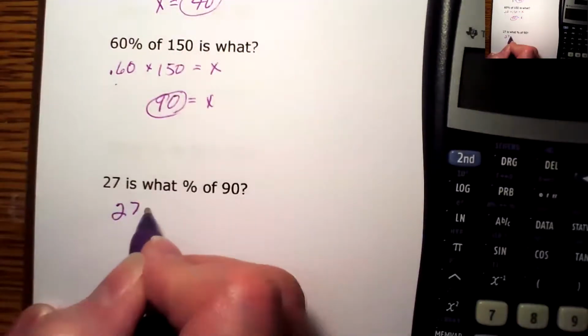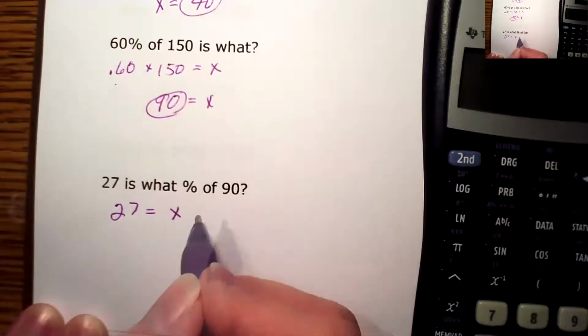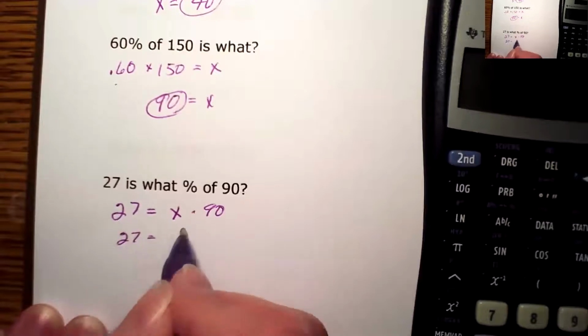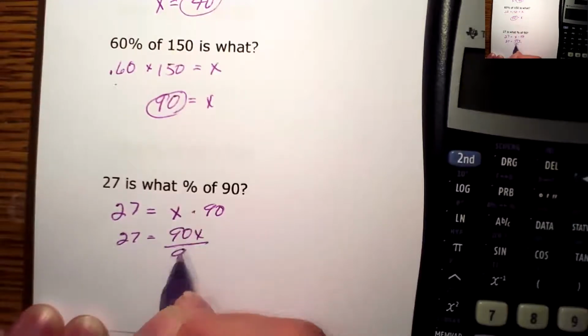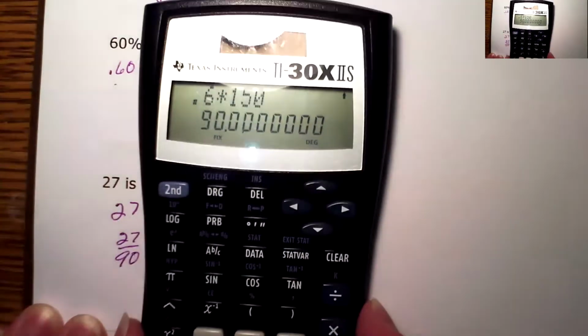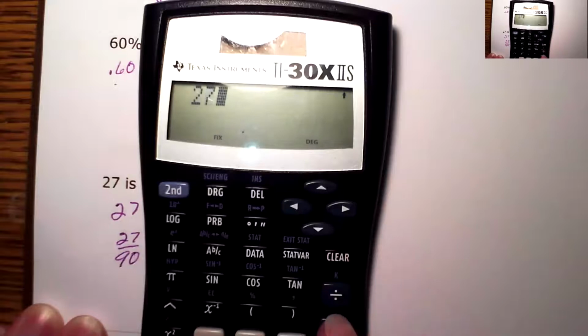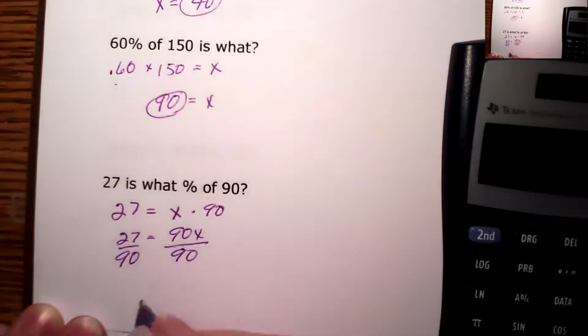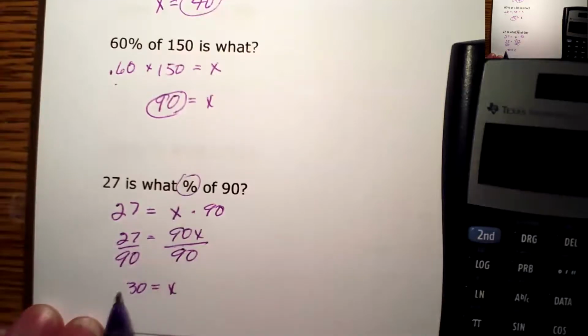27 is what percent of 90? So 27 equals 90x. Divide by 90 to solve for x. So I'm going to take 27 divided by 90, which gives me 0.30. Again, we're looking for a percent, so I need to turn it from decimal to percent form. So I multiply it by 100%, moving the decimal point 2 places to the right. So I have 30% for my answer.